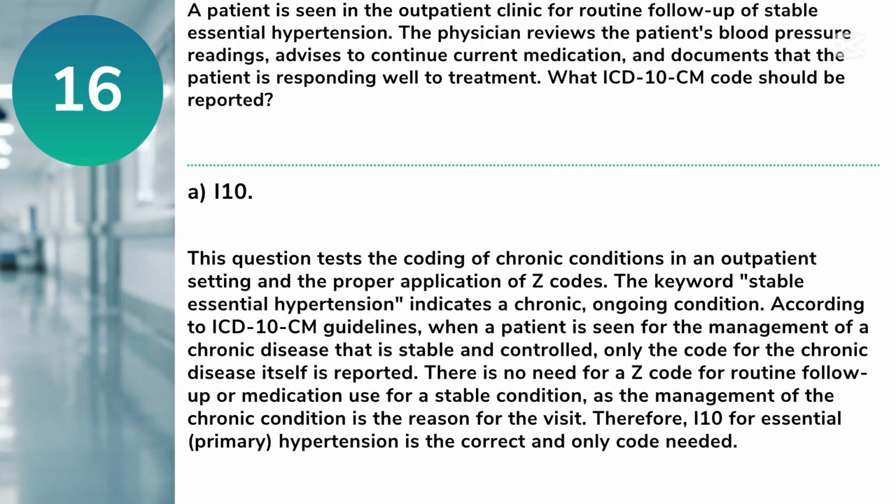Answer: A. I-10. This question tests the coding of chronic conditions in an outpatient setting and the proper application of Z codes. The keyword stable essential hypertension indicates a chronic, ongoing condition. According to ICD-10-CM guidelines, when a patient is seen for the management of a chronic disease that is stable and controlled, only the code for the chronic disease itself is reported. There is no need for a Z code for routine follow-up or medication use for a stable condition, as the management of the chronic condition is the reason for the visit. Therefore, I-10 for essential, primary, hypertension is the correct and only code needed.